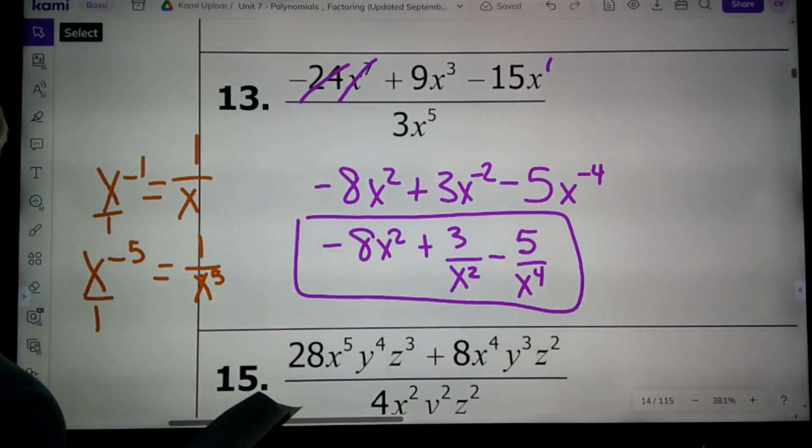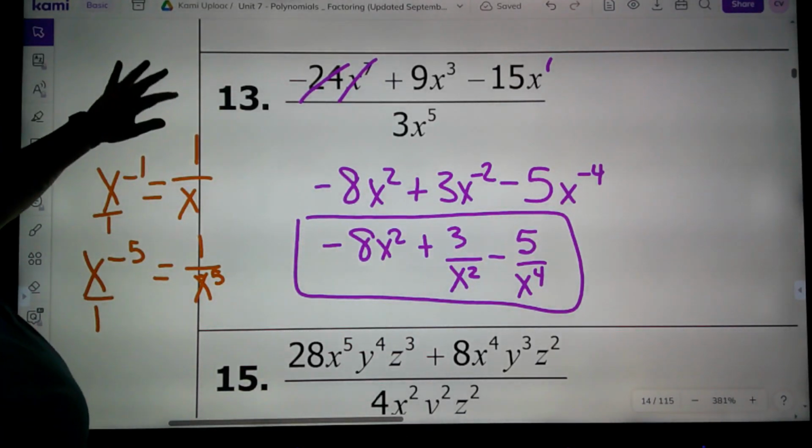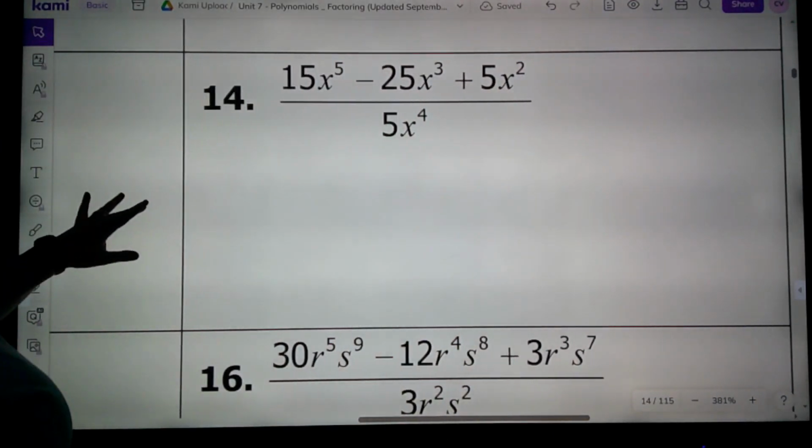Hopefully they won't make us do that again. Oh, they do in 14. Let's do 14 together. All right, let's work our way through it.